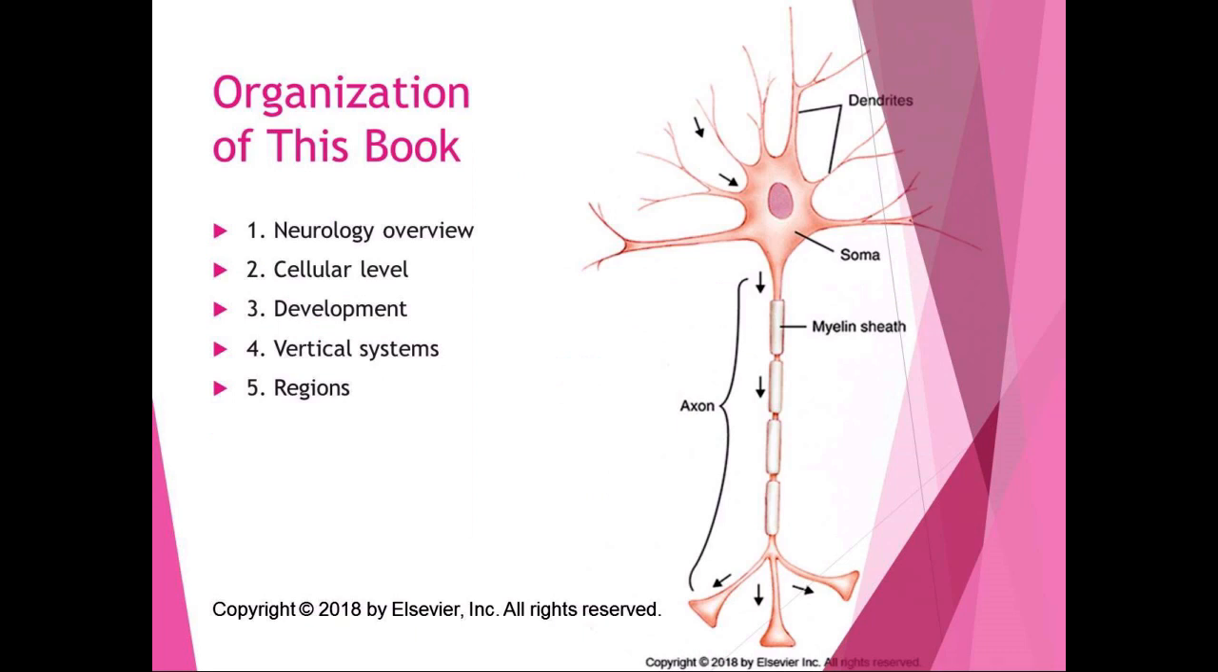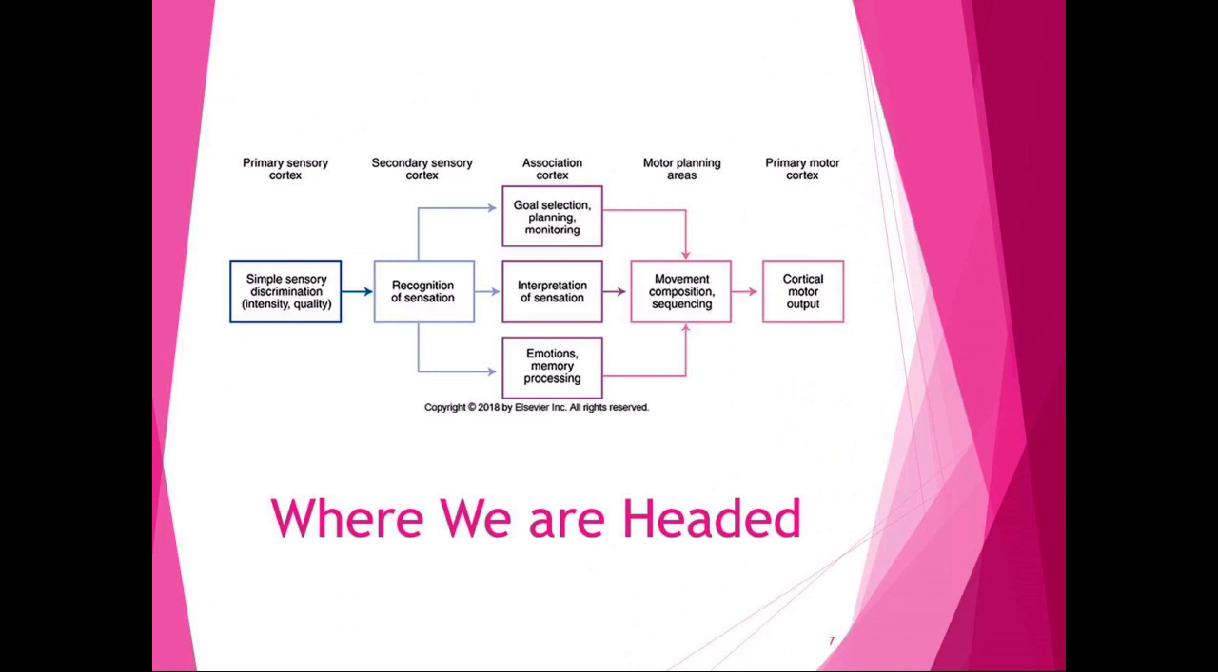So this is how the book is organized. The first section, the first four chapters, is a neurology overview. The next two chapters, we look at things on the cellular level. This is a diagram of a nerve cell. The next two chapters, we talk about the development of the nervous system and neuroplasticity and learning, a very interesting area. After that, we go into vertical systems. The peripheral nervous system is largely composed of vertical systems, so we will talk about that. And then the last part, we will talk about different regions of the nervous system. So this is sort of where we're headed, to the cerebral cortex.